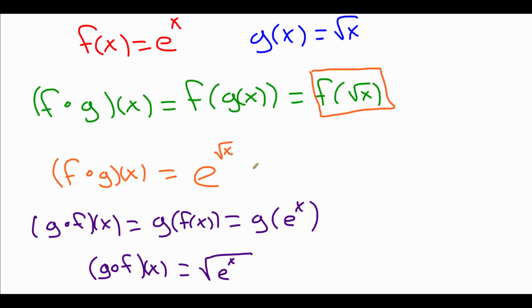And we should notice that we're getting different answers depending on the order that we're doing the composition in. When we did f composed with g, we got e to the square root of x, but when we did g composed with f, we got the square root of e to the x. Because we're getting different answers, that means that composition is not commutative.